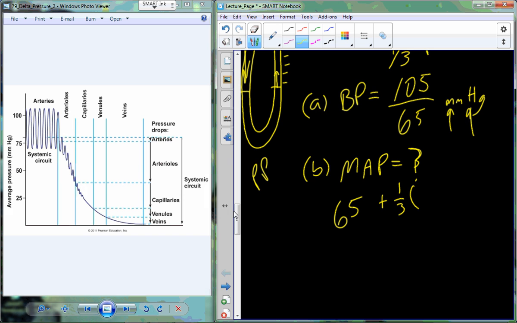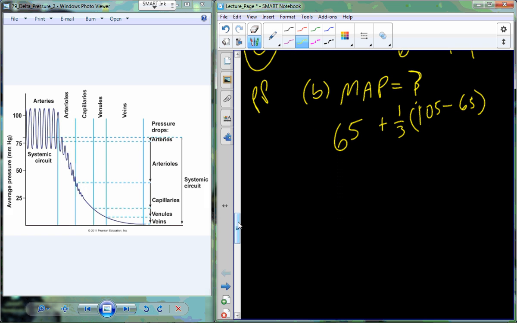And how do I calculate pulse pressure? How about you just tell me what the math is? Don't skip steps. 105 minus 65. Okay, and I got my one-third in there. Let me give you a tip that I would hope you would hear in your math class: don't do any of the steps in your head because you're going to mess up. Write each step down so you have everything that you need, and use a calculator. For the next exam, it'd be wise to have a calculator.